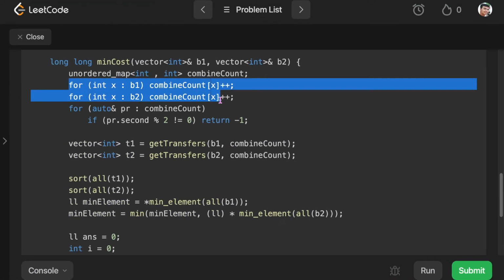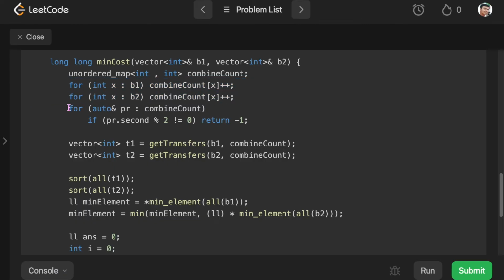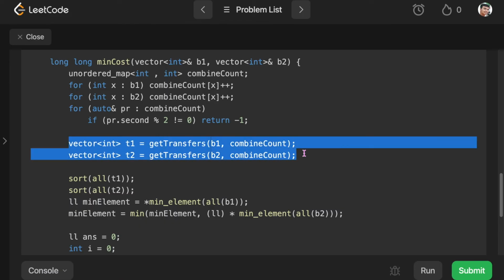So here I am just calculating the combined frequency, and in this loop I am traversing the map and checking if any element of the basket has an odd frequency or not. If any element has an odd frequency, we cannot distribute that equally, so we directly return -1. Once we are done calculating the combined count, we create our arrays T1 and T2. T1 represents the elements which have to be transferred from basket 1 to basket 2, and T2 represents the elements which have to be transferred from basket 2 to basket 1.